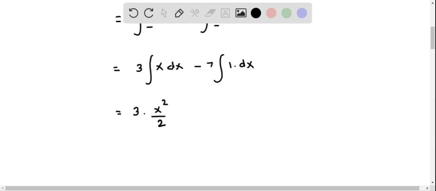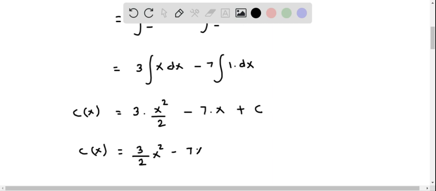This is the antiderivative of x minus the antiderivative of 1 dx. If we integrate 1 dx, we get x, and we also put the constant of integral c. So this one is the cost function. Let's write this down in simple form. So c of x equals 3 by 2 x squared minus 7x plus the constant of integral c.